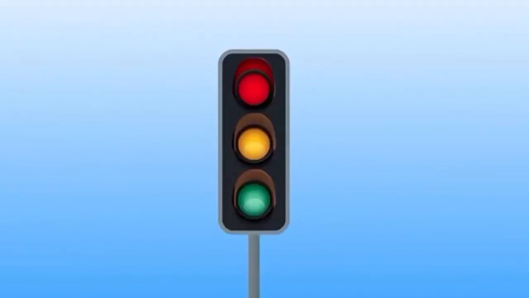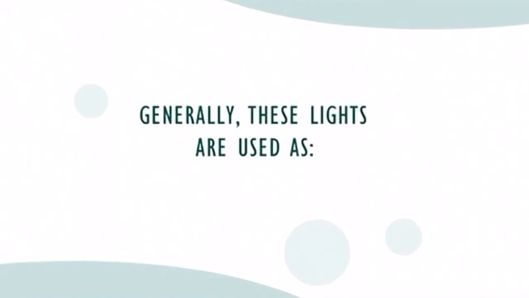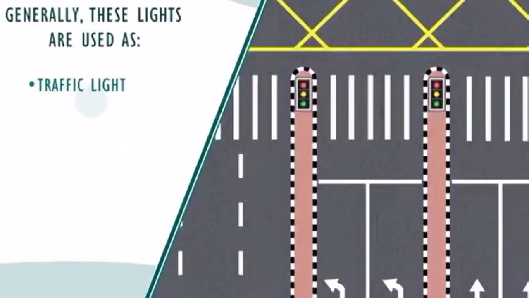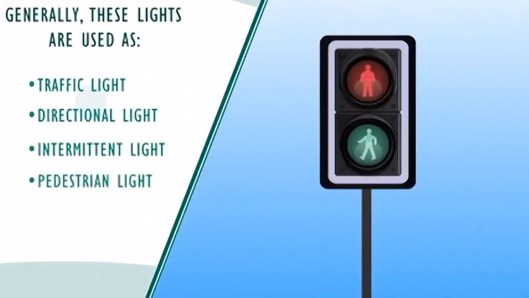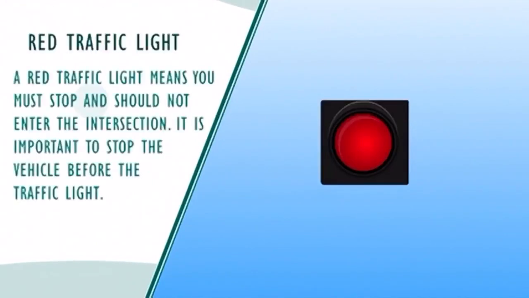These traffic lights are displayed in standard colors, which are red, amber or yellow, and green. Generally, these lights are used as traffic lights, directional lights, intermittent lights, and pedestrian lights. A red traffic light means you must stop and should not enter the intersection. It is important to stop the vehicle before the traffic light.